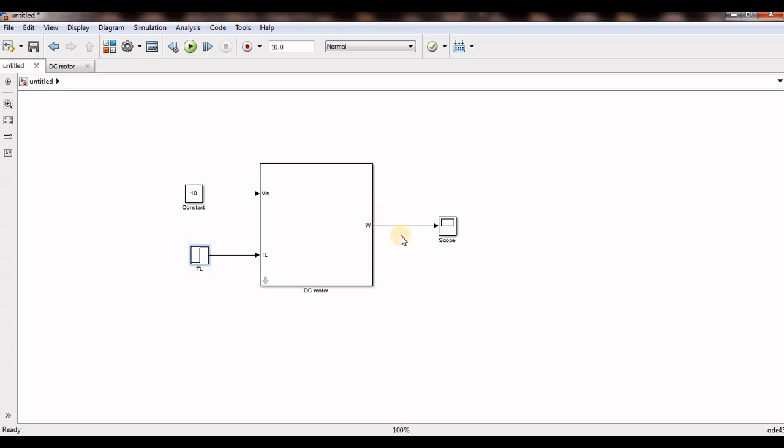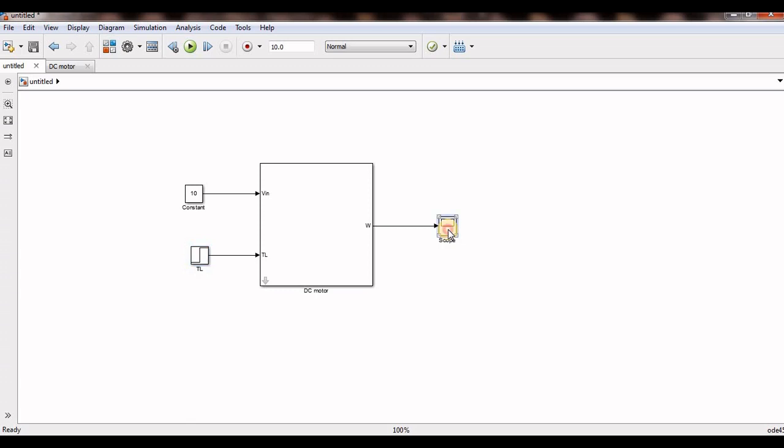In the case of omega, it will be 1 by 157, because 157 radians per second is nearly equal to 1500 rpm. So if omega is 1, it means 157 radians per second. Now I will run the model.